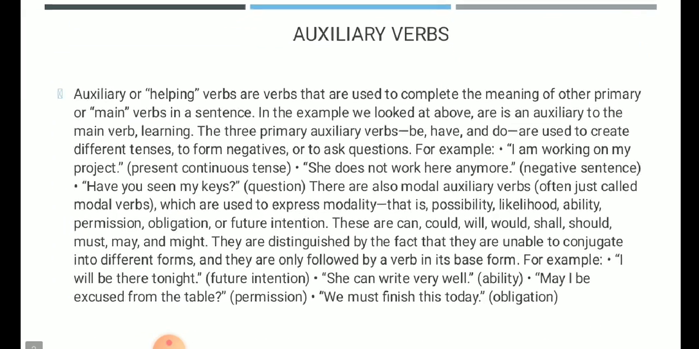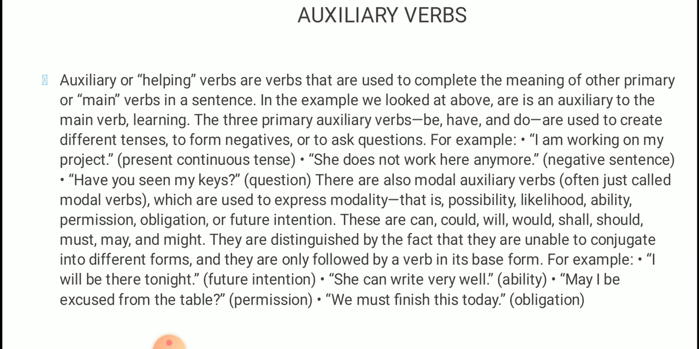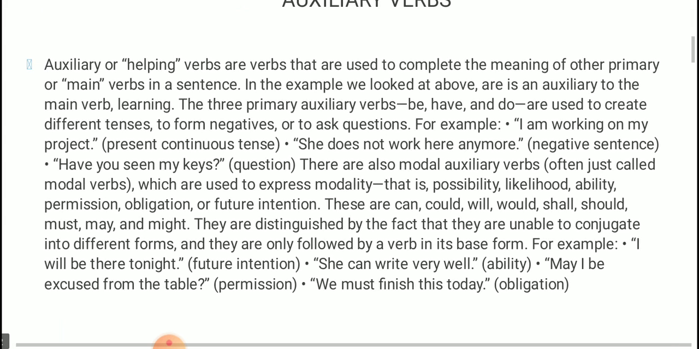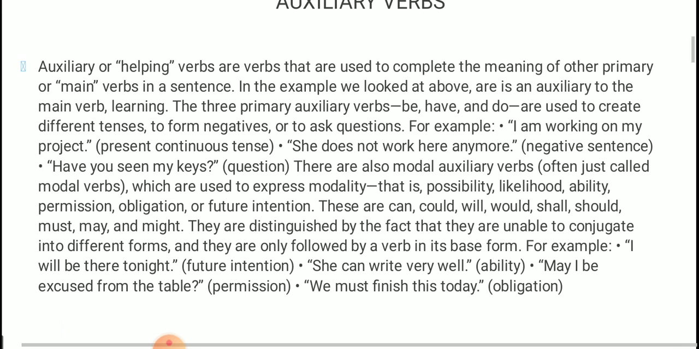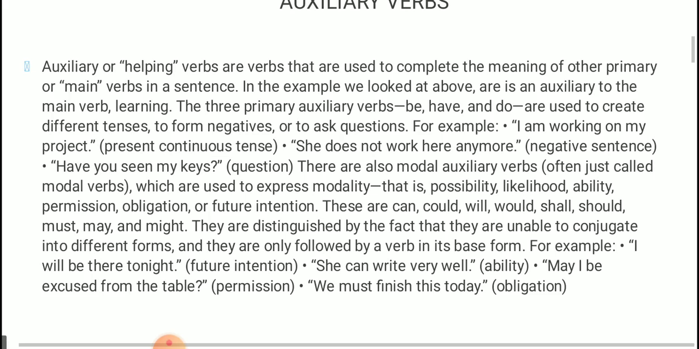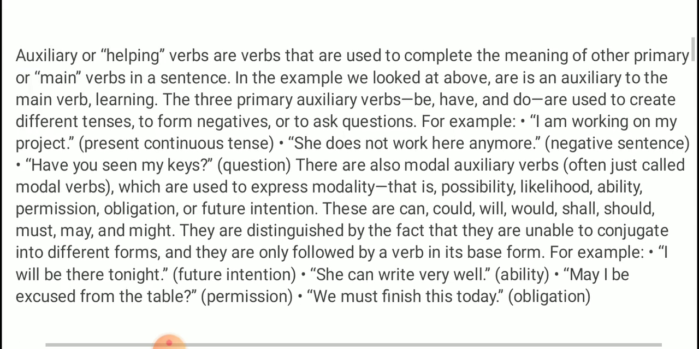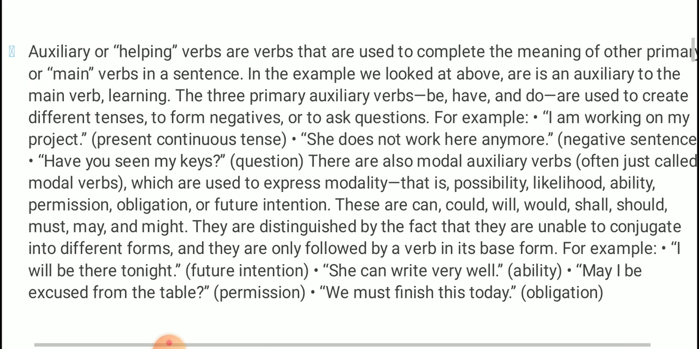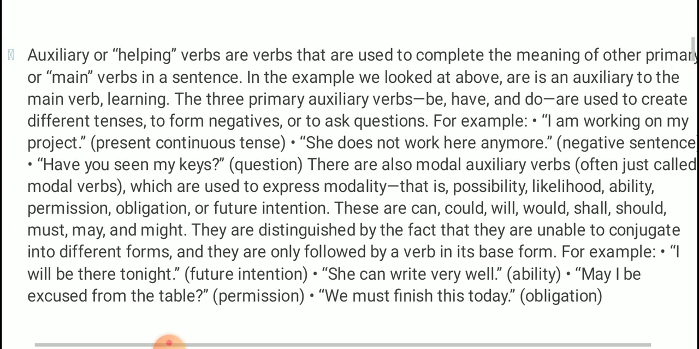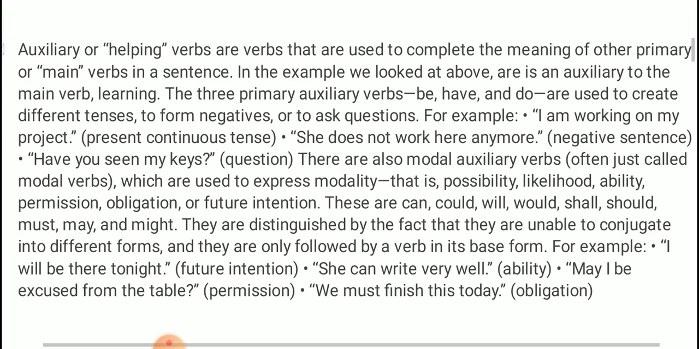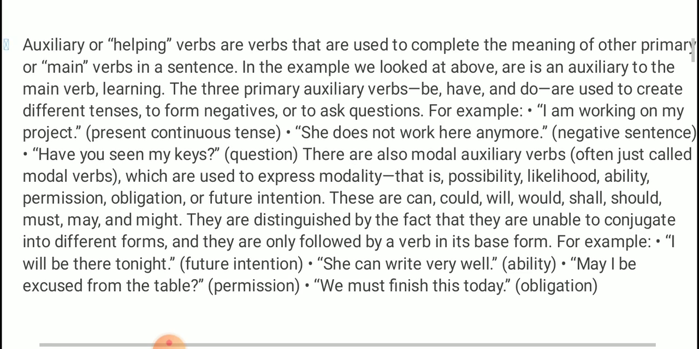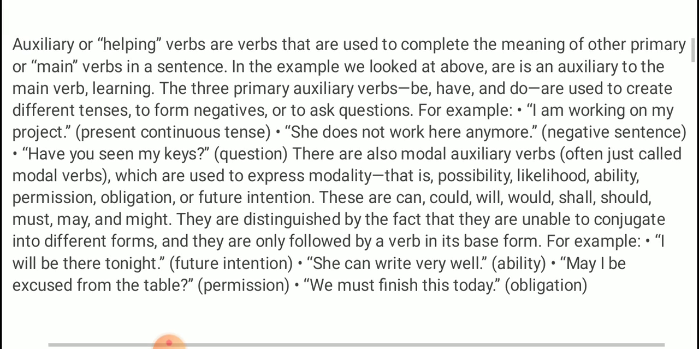Here, the first one that is important is auxiliary verb. Auxiliary verb, helping verb, a supporting verb are verbs that are used to complete the meaning of other primary or main verb in a sentence. For example, if there is a main verb in a sentence, you will have to add an auxiliary or helping verb, and when this helping verb is added to a main verb, then it helps in making the sentence completely meaningful.